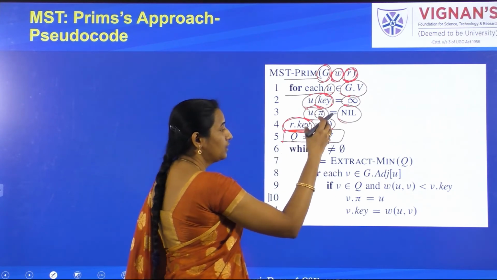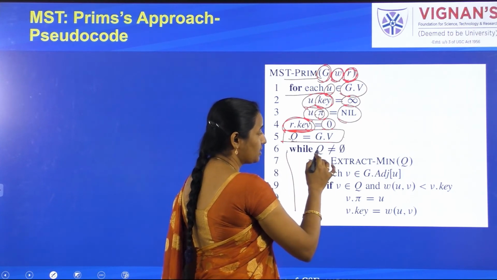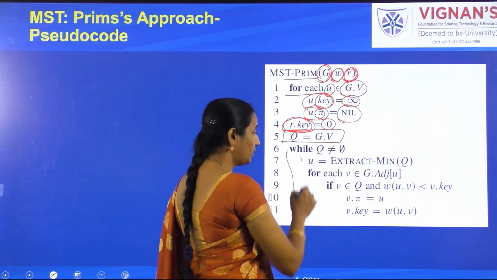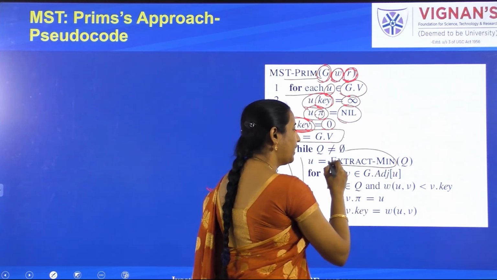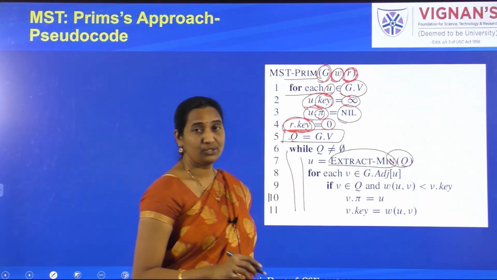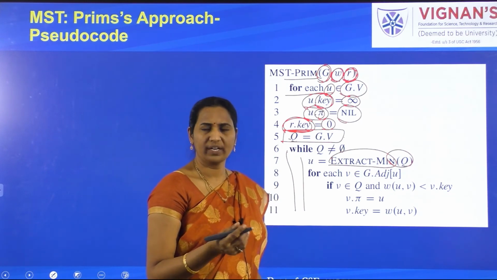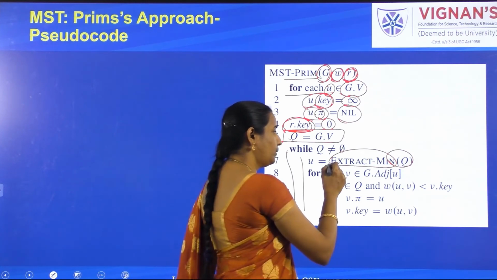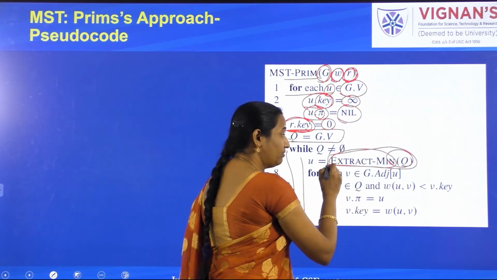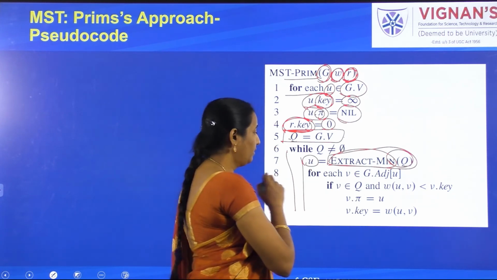Once the queue is constructed, you repeat this process as long as the queue is not empty. What you need to do is extract the minimum value from the queue. For this you can use regular binary heaps or Fibonacci heaps also. Whatever kind of heap you want, there is no restriction at all.